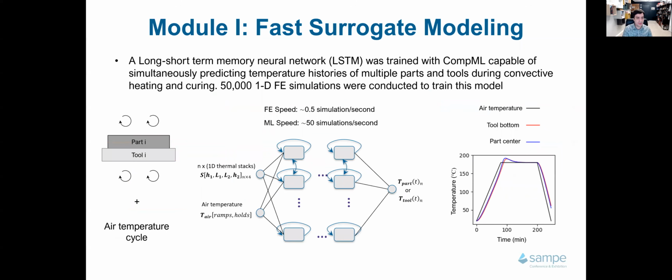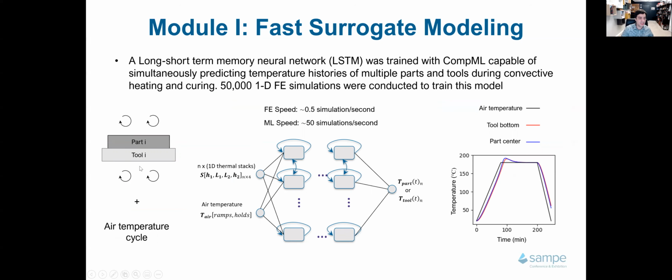So I'll go through the modules and I'll explain it through the demonstration. It becomes more clear as we go through the demonstration. The first module is basically an extremely fast equivalent of finite element. It's a fast surrogate model.